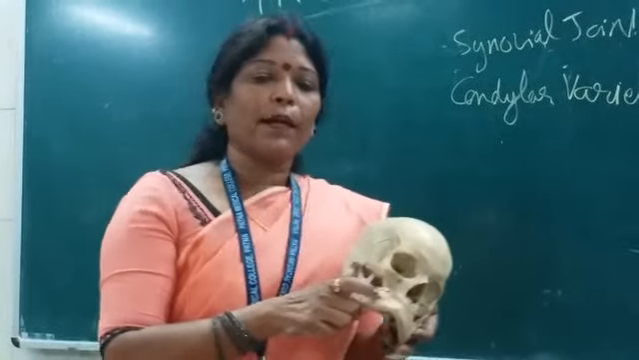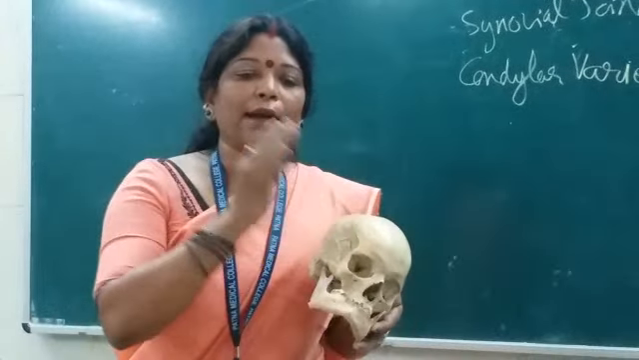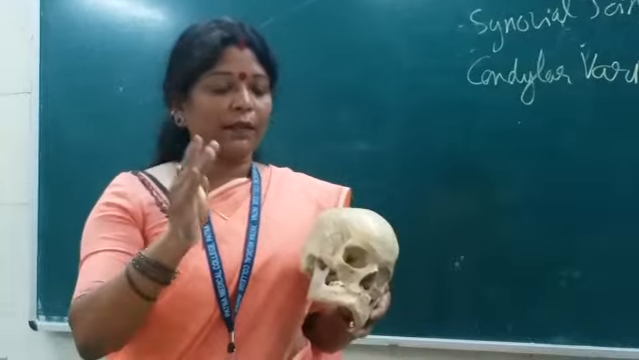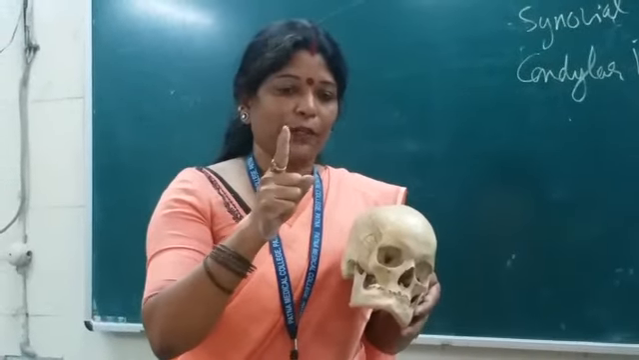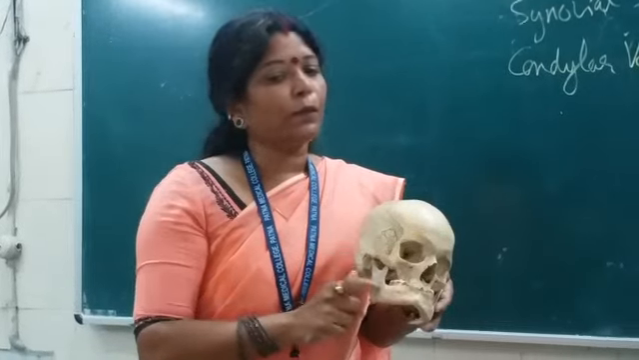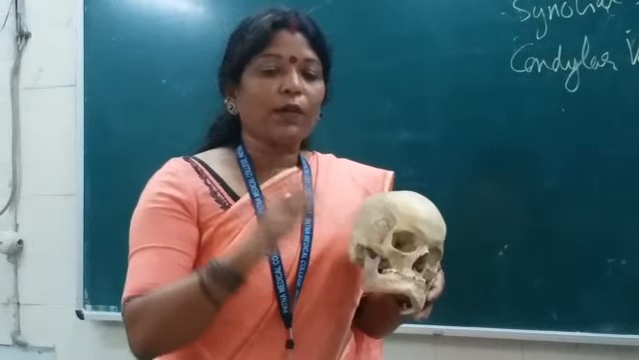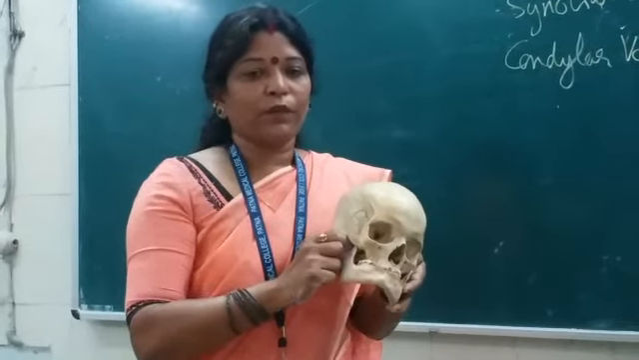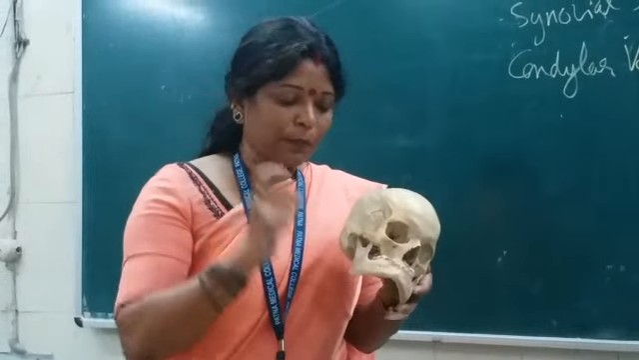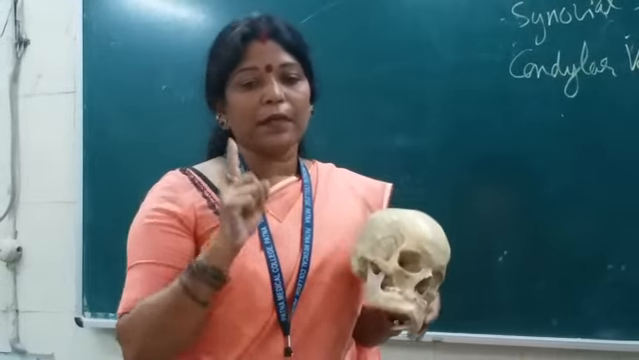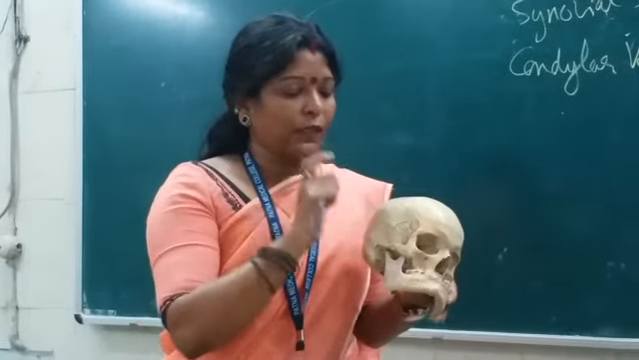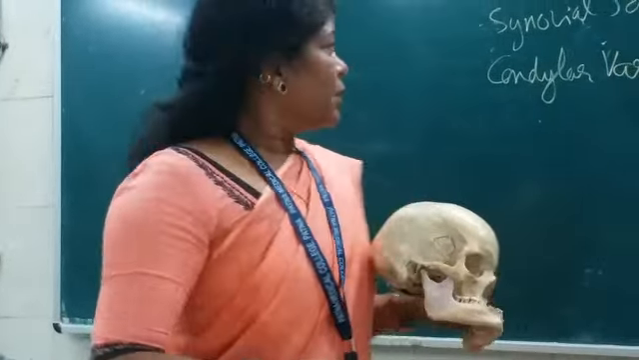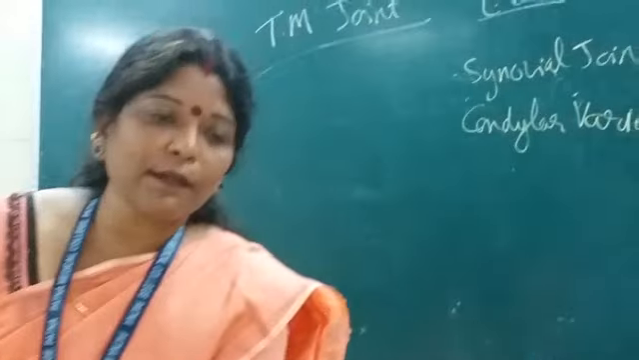This temporomandibular joint is the bilateral representation of a single joint, that is the craniomandibular joint. That is very important. You can't move a single joint. Whenever you move, both joints move simultaneously. That's why it is a bilateral representation of the craniomandibular joint.